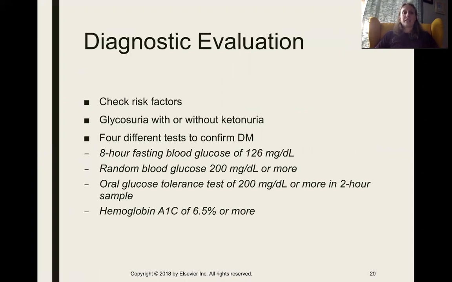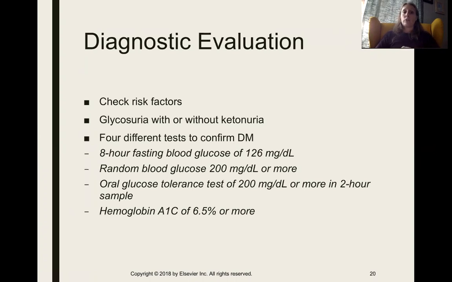So how are we going to diagnose diabetes? We're going to first be on the lookout for our risk factors. And our type 1 risk factors are going to include genetics and any autoimmune disease. So if they have a current autoimmune disease, they're going to have a higher risk of having diabetes. And if we have a genetic component, then there's a higher risk.